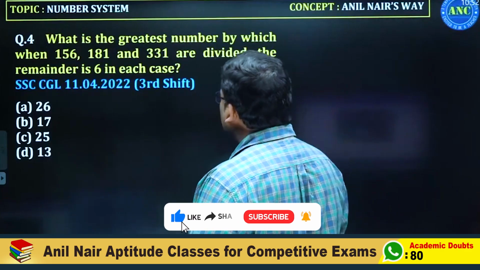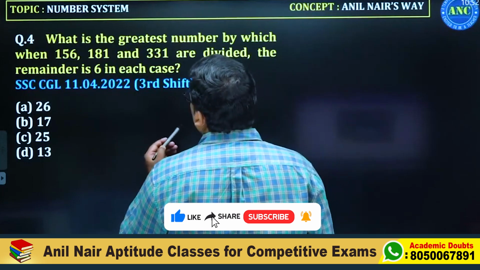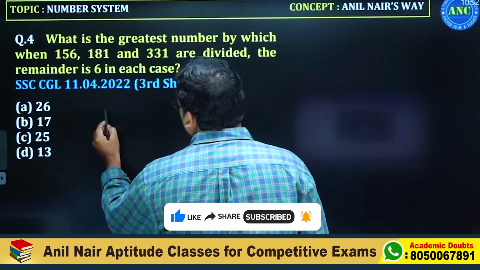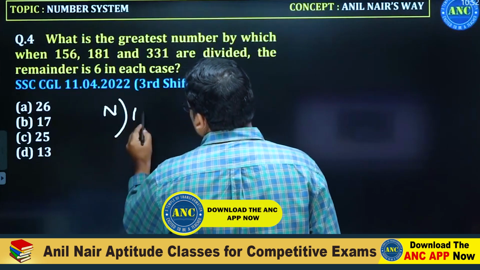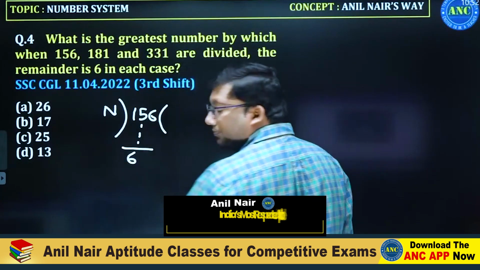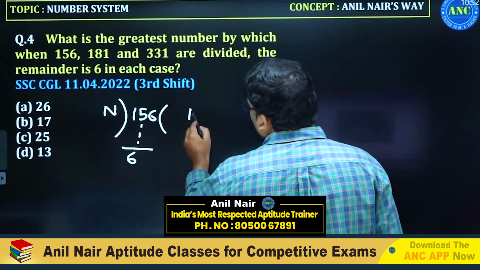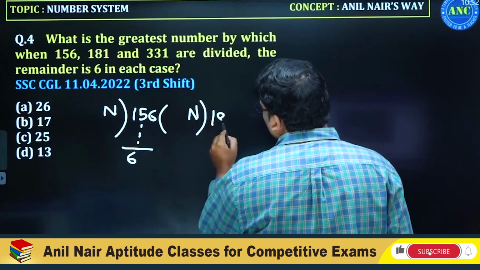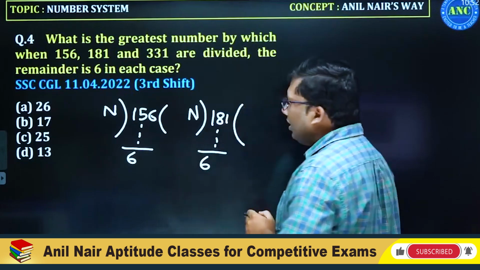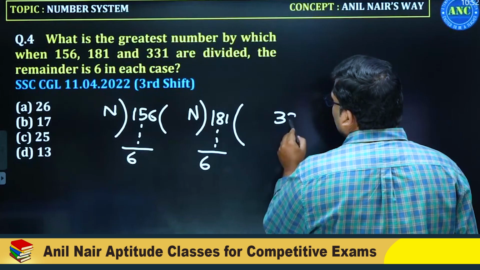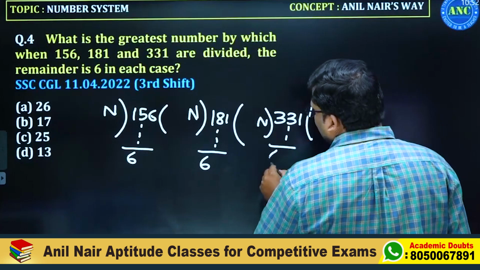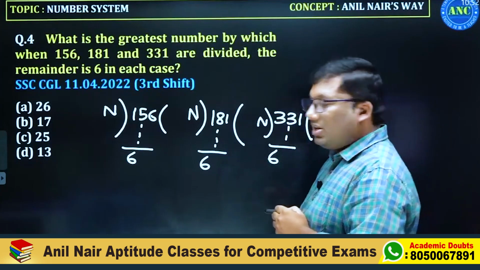What is the greatest number by which when 156 is divided, the remainder is 6? That means there is a number which divides 156 with remainder 6. The same number dividing 181 leaves remainder 6, and dividing 331 also leaves remainder 6. Already we did a similar question.